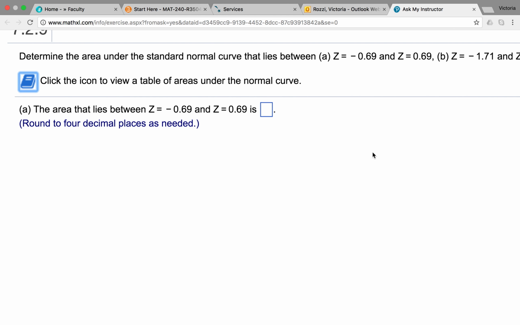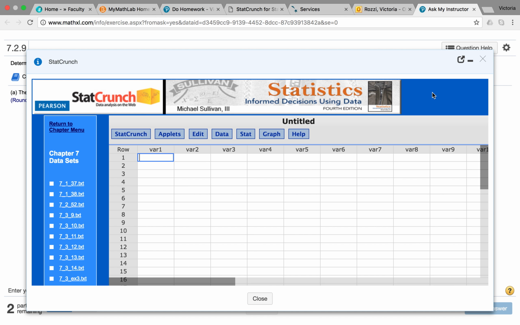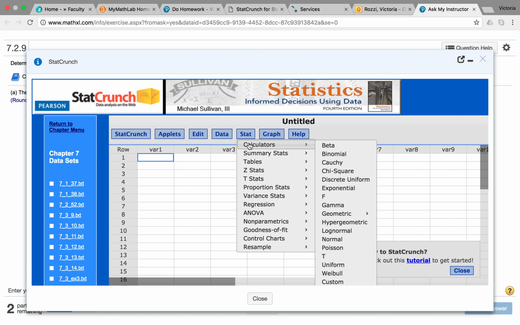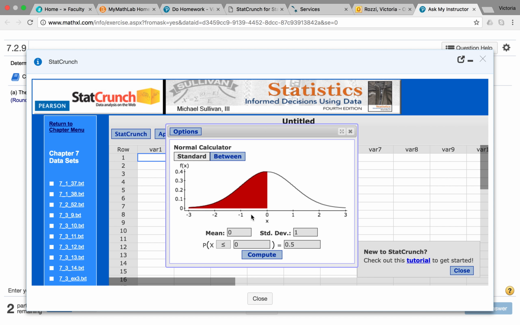Now you can also do this all in StatCrunch. So to find this area using StatCrunch, you're going to go to Question Help and then click StatCrunch, and it should bring up your screen here. To find areas under the normal curve, you're going to click Stat, go to Calculators, and then go all the way down to Normal. Okay, so when we hit Normal, see how you get a picture that looks like your normal distribution? We're going to keep the mean at 0 and the standard deviation at 1 because that means it's the normal curve. And you can click here if you want something greater than or less than. So less than is areas to the left, greater than is areas to the right.